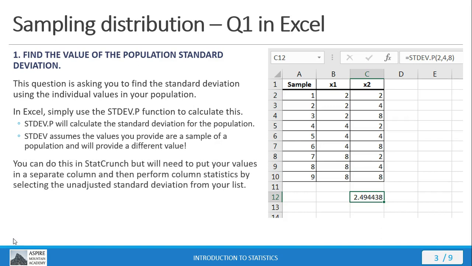So again, you can do this in StatCrunch. I like Excel a little bit in this regard because in StatCrunch you have to put the values in a separate column and then run the functionality through the menus. Here in Excel, I just select my cell, type in the function with the numbers, and boom, there's my answer.